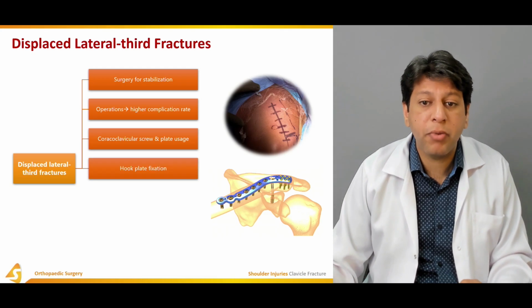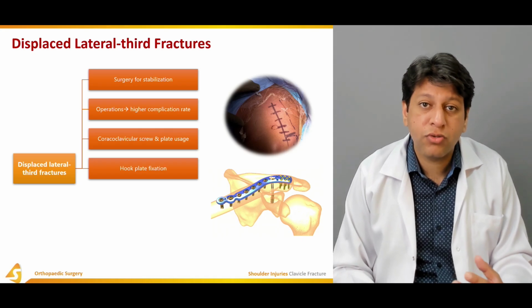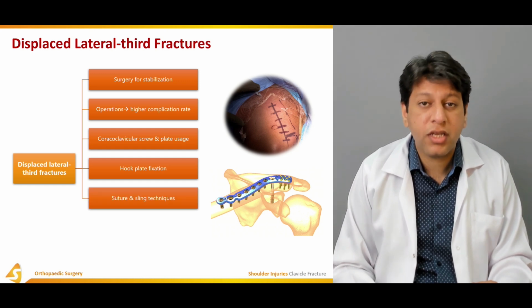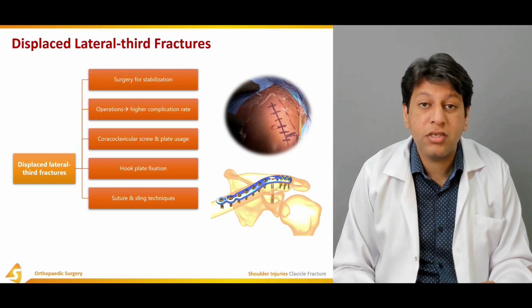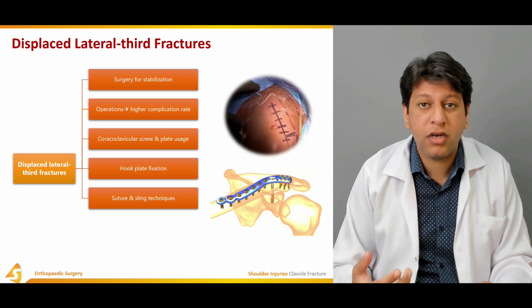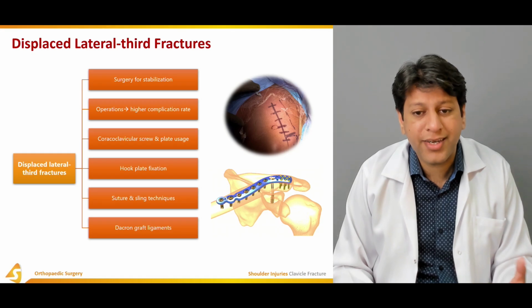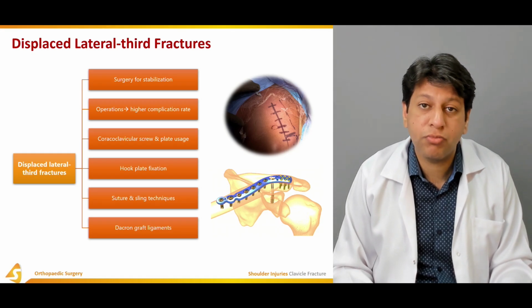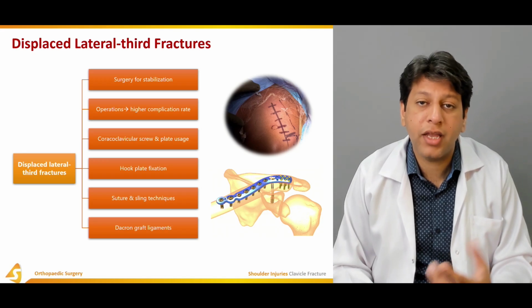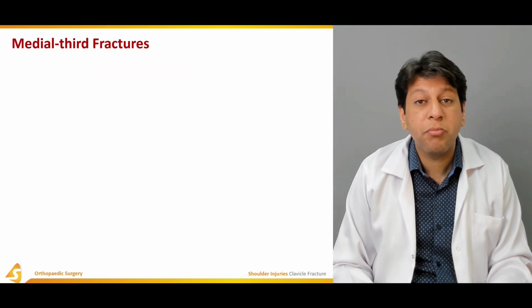This is called hook plate fixation. Clavicular hook plates have now been newly introduced as well, especially in the displaced lateral third fractures. Now there are different techniques which could be called suture sling techniques, in which either you repair the coracoclavicular ligament or you use some kind of a graft, which is an autograft, for the repair of coracoclavicular ligaments. Dacron graft ligaments are also being introduced now, which is a synthetic material which can act as a coracoclavicular ligament.